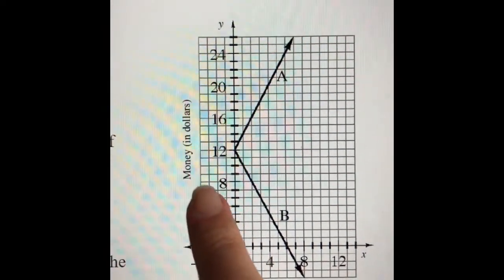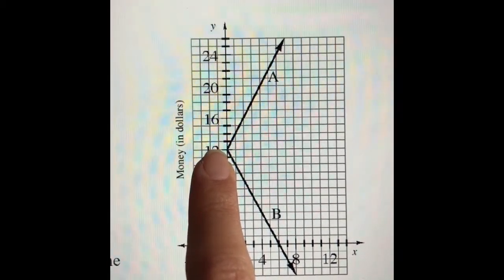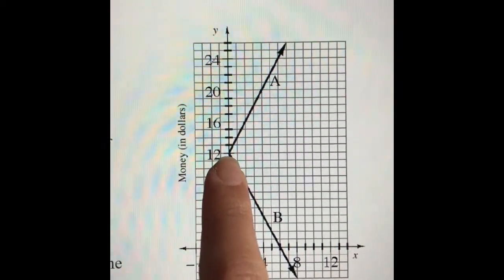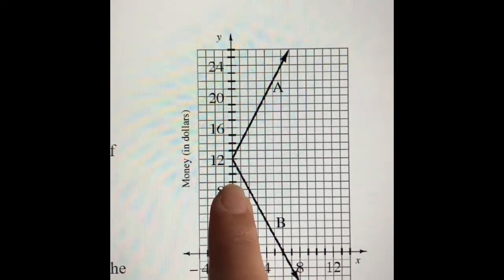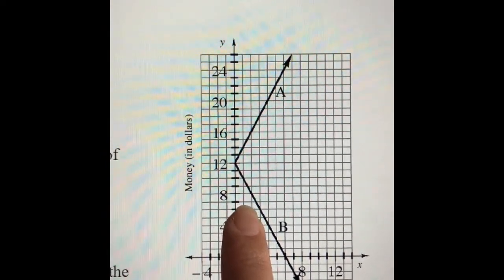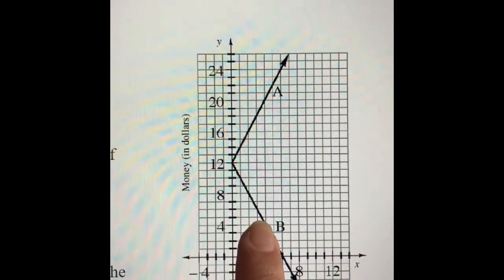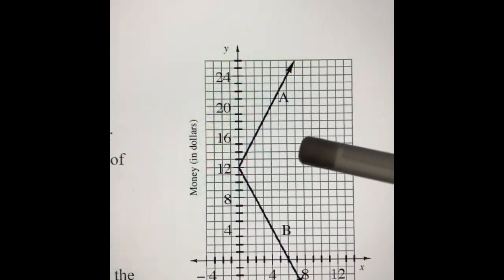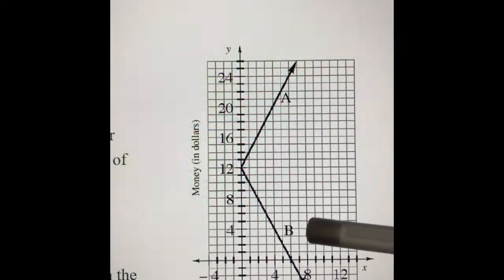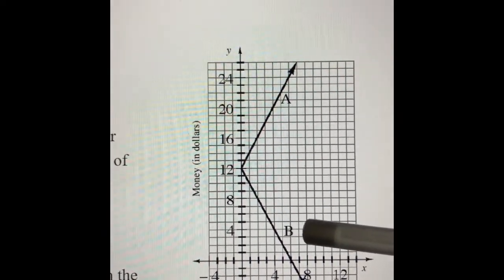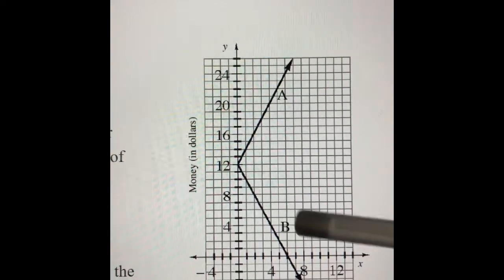So let's look at B. It looks like it's going down, and it is. So down 1 over 1 doesn't work. How about down 2 over 1? Down 2 over 1. Looks like it works. Down 2 over 1, down 2 over 1. So it looks like A has a slope of 2 over 1 and B has a slope of -2 over 1. So that's how they're different.